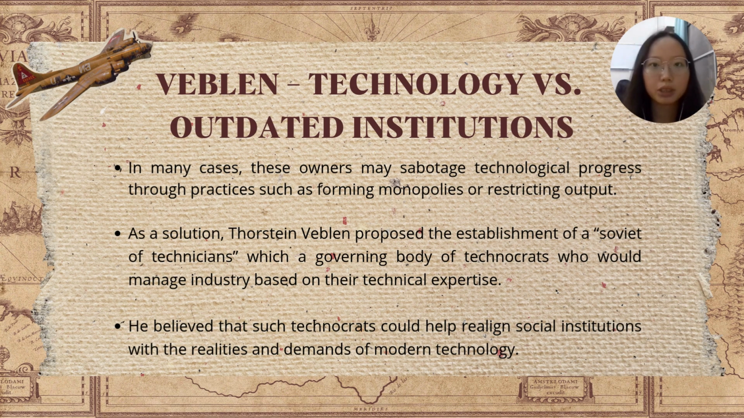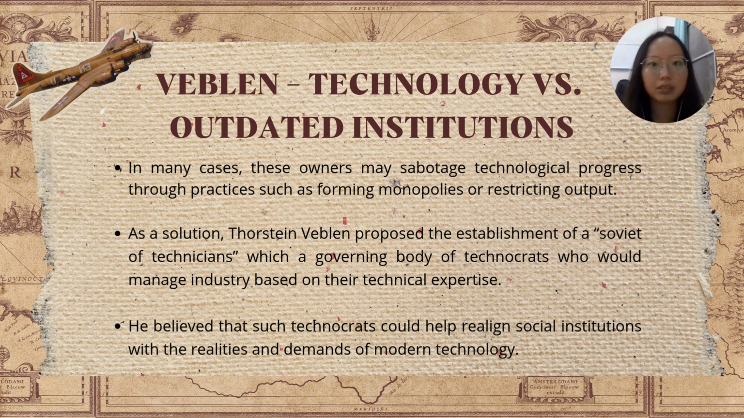According to Veblen, the pursuit of profit by business owners not only causes inefficiency, but can also lead to deliberate sabotage of production. Through practices such as the formation of monopolies, artificial restriction of output, and speculative manipulation of credit, business interests often place profitability above societal progress.